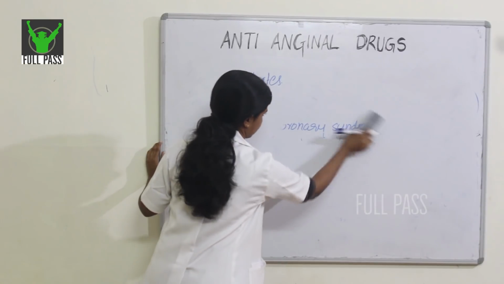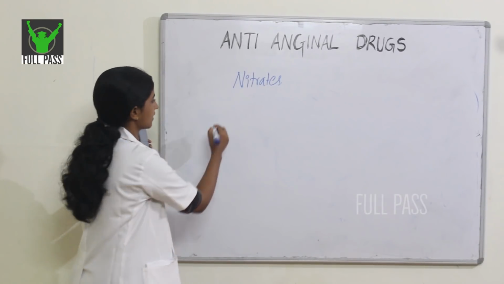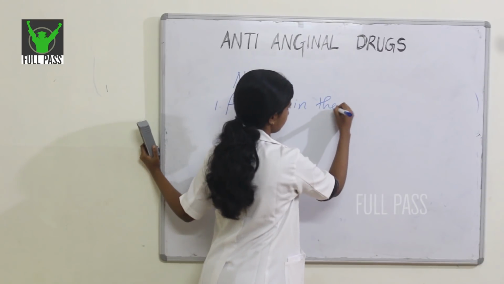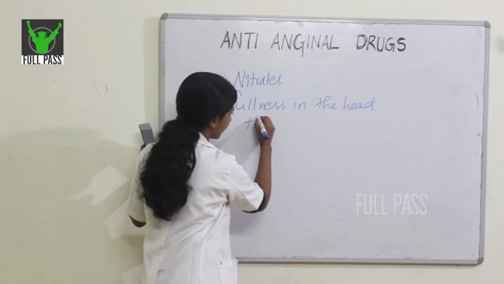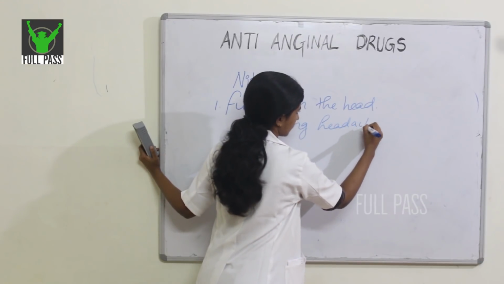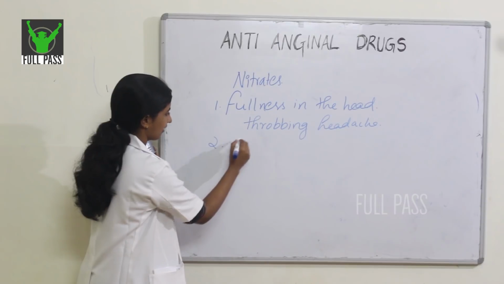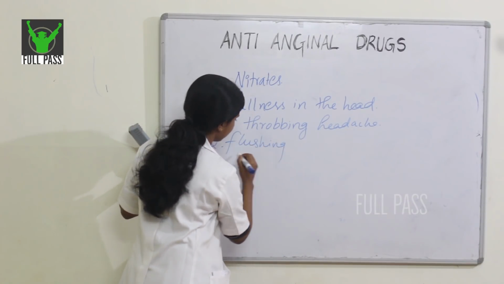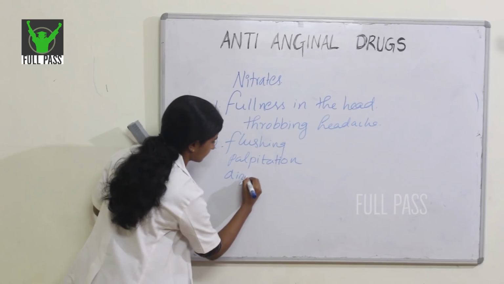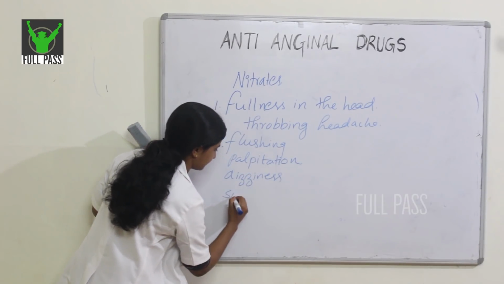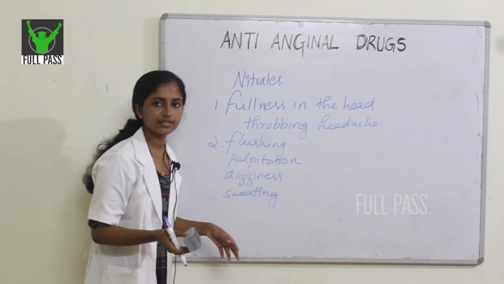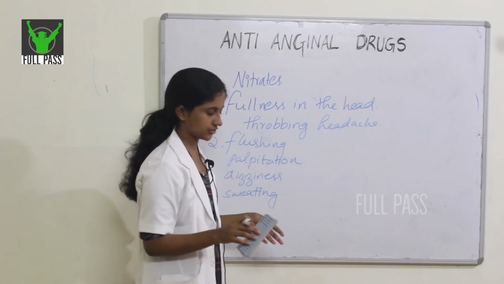Now moving on to the side effects. The main side effect of nitrates is a fullness in the head. And we can have throbbing headache. Then we can have symptoms like flushing, palpitation, dizziness, sweating and so on. And such side effects are accentuated on the use of alcohol and also on erect posture.